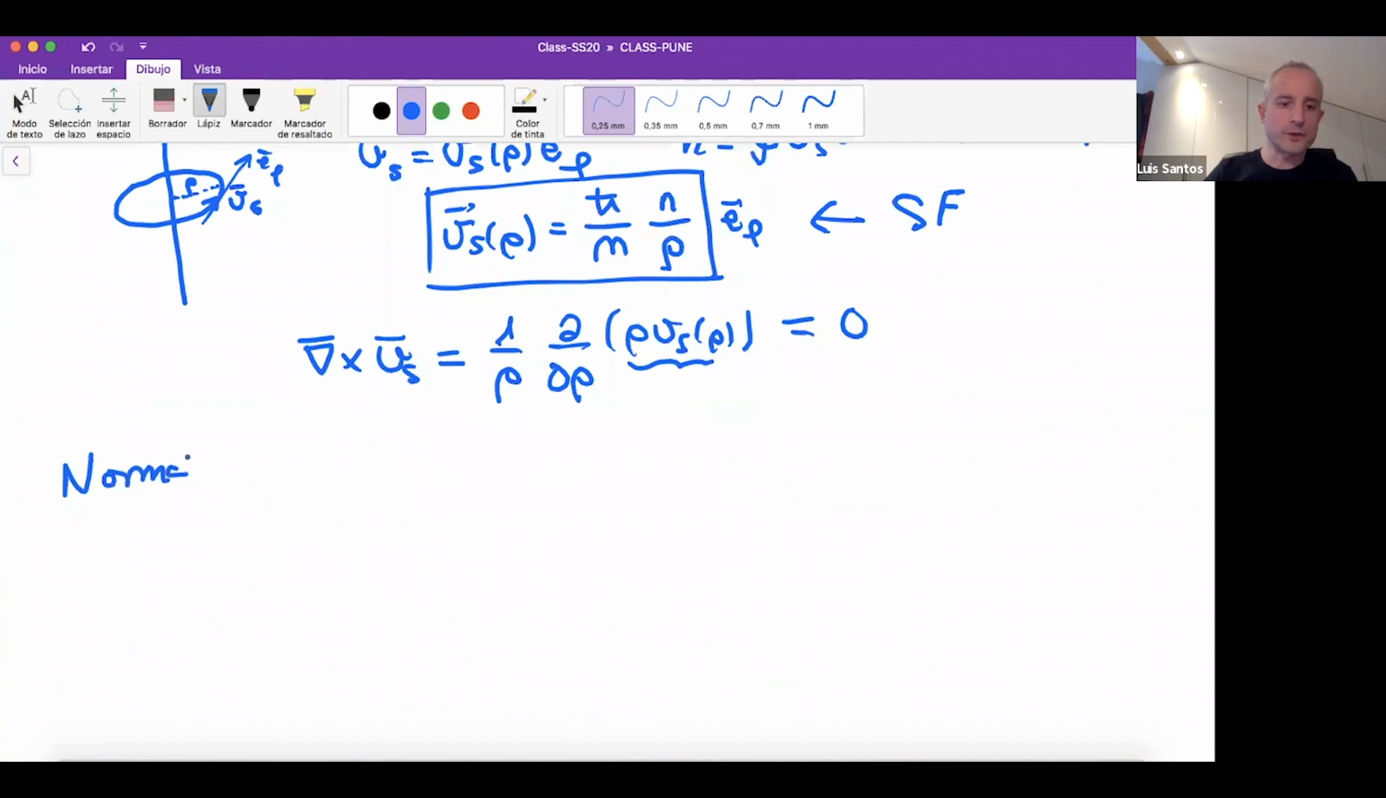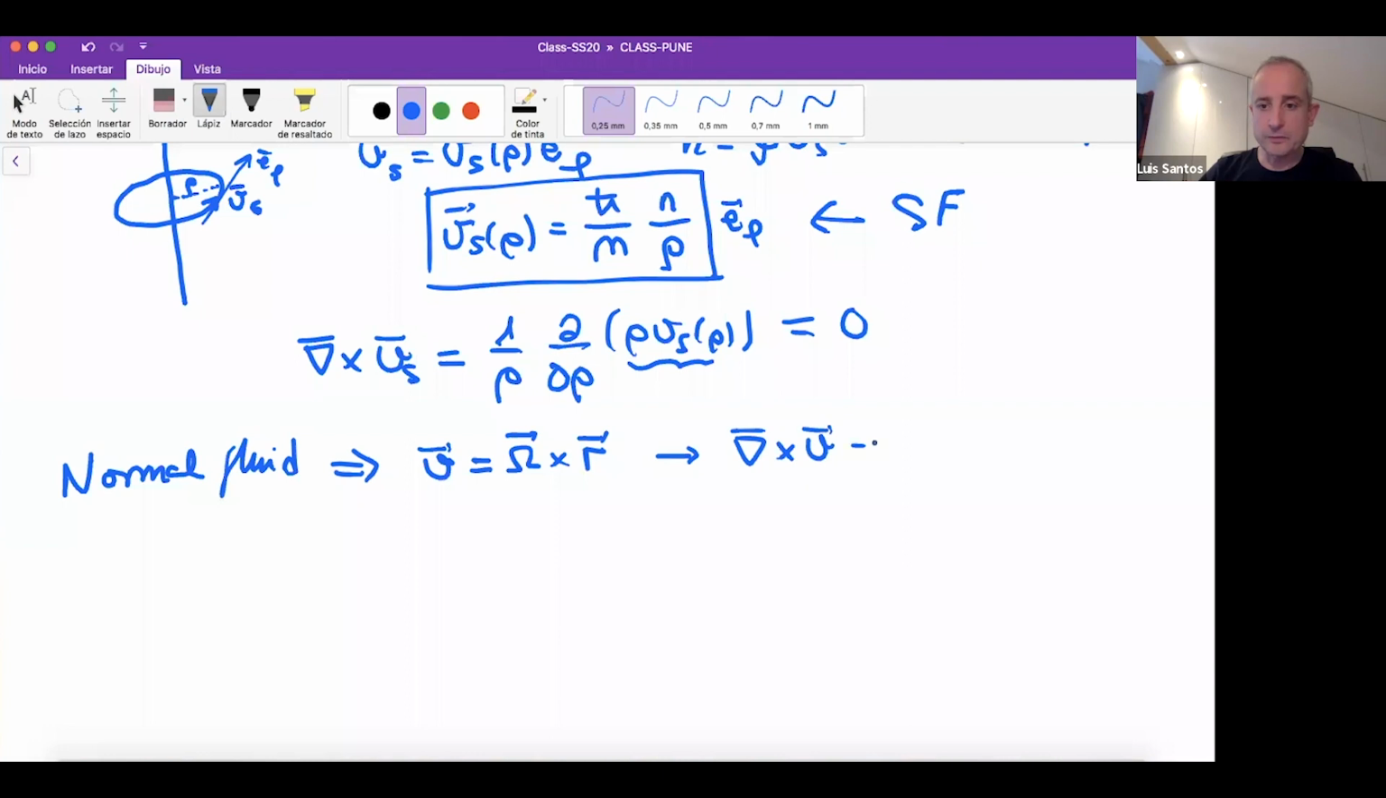But what happens with a normal fluid? For a normal fluid, the situation is like in a rigid body. So the velocity field, and here you can just recall your analytical mechanics, is the angular velocity cross r, and of course now the curl is not 0, it is actually twice omega. So this means that this velocity field is actually omega rho e_phi. So this is the rigid result, right?